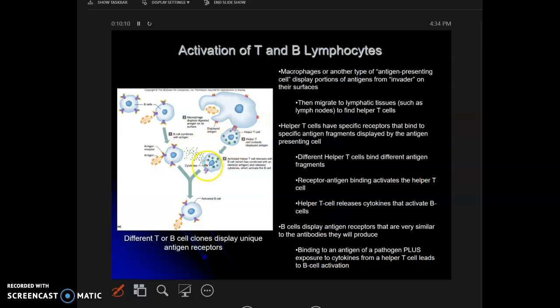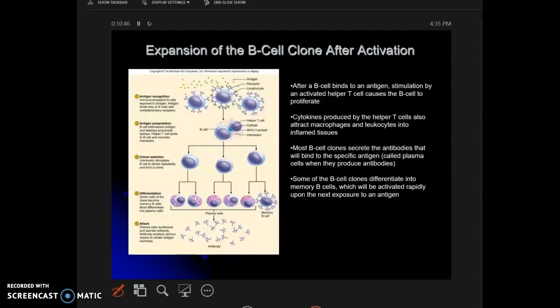A helper T cell will now release certain chemicals called cytokines. These cytokines will activate this bound B cell. Will these cytokines activate other B cells which are unbound or bound to a different antigen? Answer is no. It will activate only those B cells which are bound to the same matching antigen. And when this happens, this B cell will become activated. And once this B cell becomes activated, it forms what is called the plasma cell.